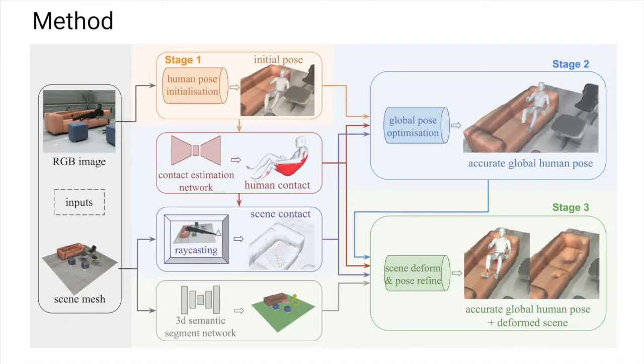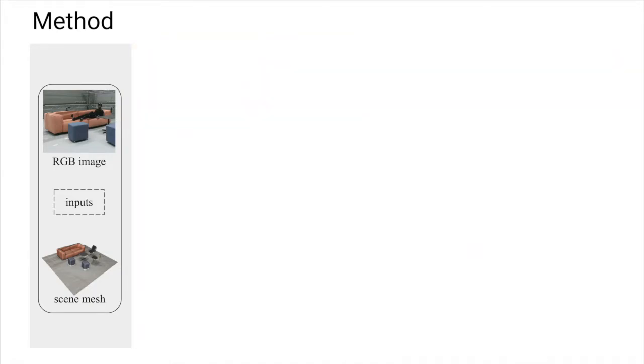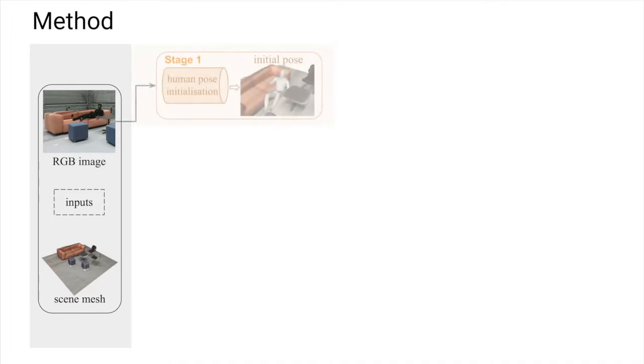Our method includes three stages, namely initial pose estimation, global pose optimization, and joint scene deformation and pose refinement. The framework receives an RGB image and a pre-scanned scene mesh as an input. During the first stage, we leverage an off-the-shelf human pose estimator that outputs global 3D human poses used for the pose initialization. Due to the scale ambiguity, the initial poses may not be accurate in terms of global coordinates.